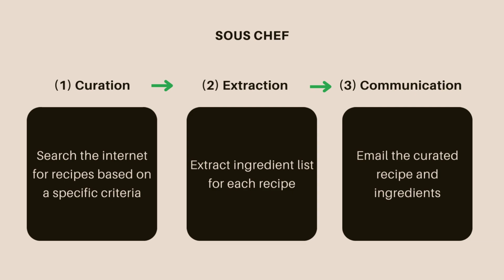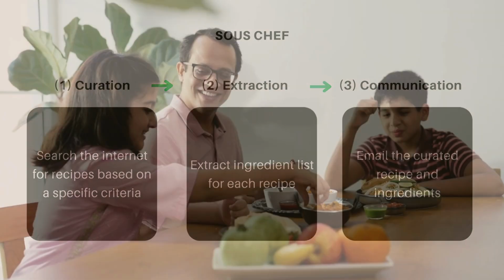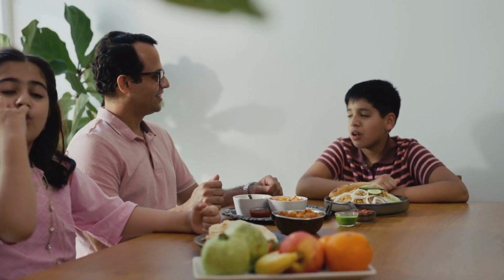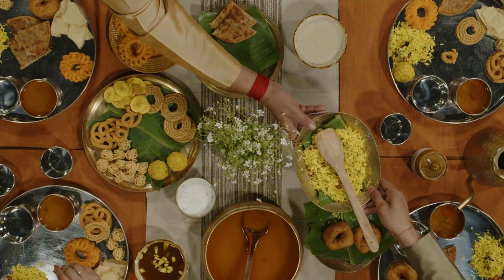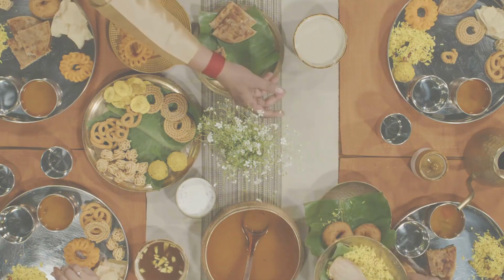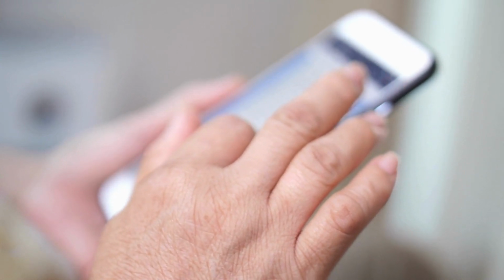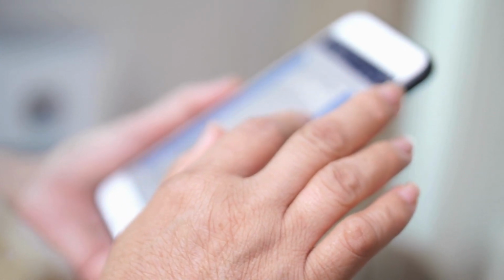Now here is a quick overview of Sous Chef, what I built and how it works. There are three main parts. First is the curation agent that searches the internet for recipes based on my constraints and narrows them down to 5 options. Next is the extraction agent that extracts the ingredient list from each of these 5 recipes. And finally is an email notification.